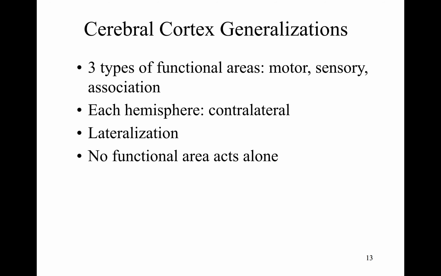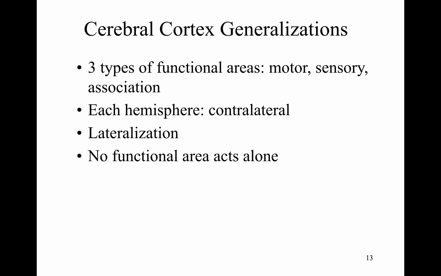The third generalization is that the cerebral cortex has lateralization or specialization of cortical functions. So in other words, although each hemisphere is largely symmetrical in structure, so the 2 hemispheres do look very similar, they're not entirely equal in function. So there's lateralization or specialization of cortical functions in the different hemispheres. So in other words, the two different hemispheres do carry out some distinct functions. So they're specialized for specific functions.